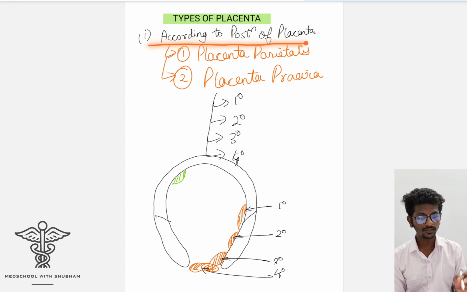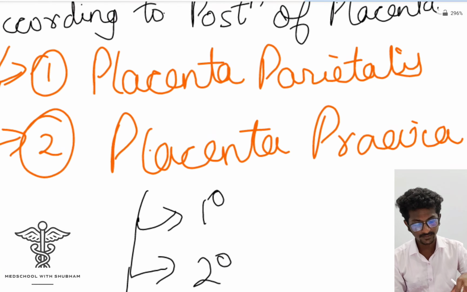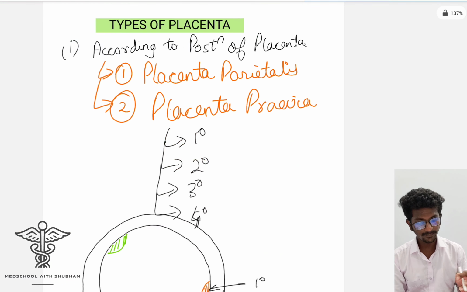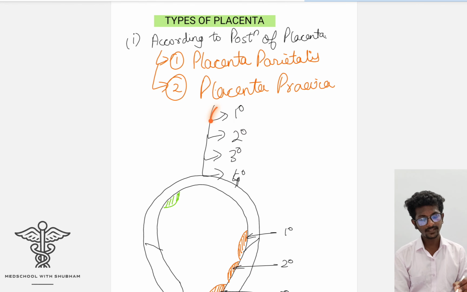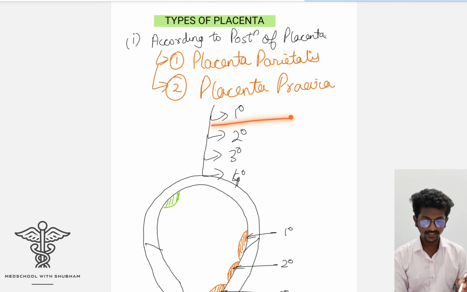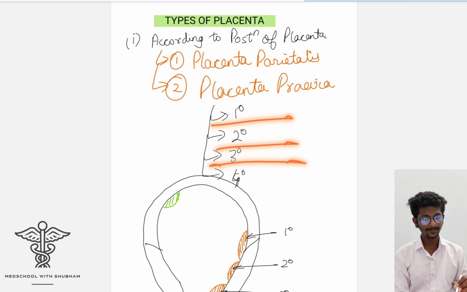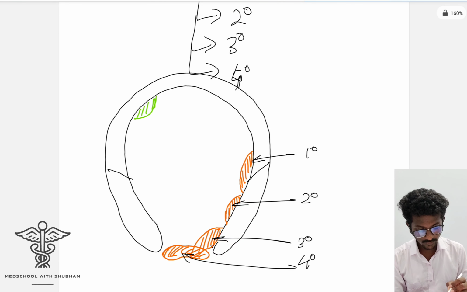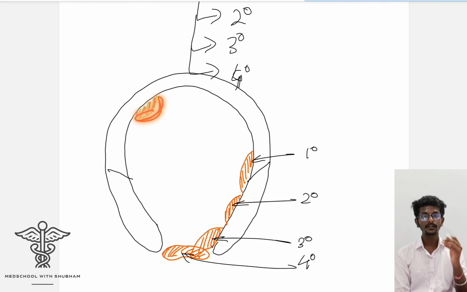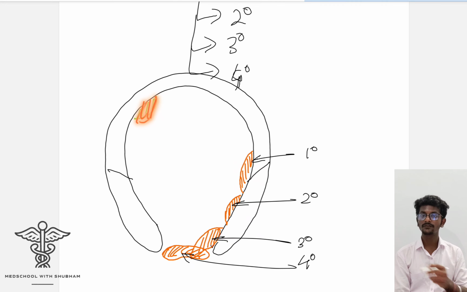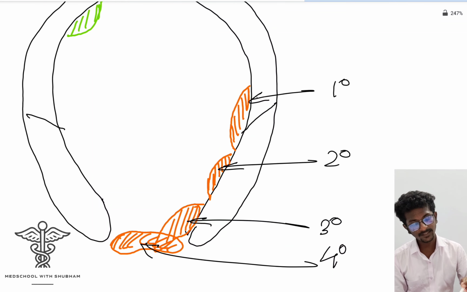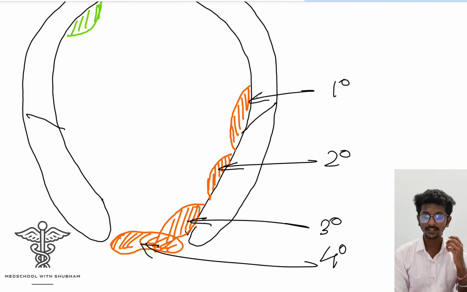So the first is according to the position of the placenta. According to the position, we have placenta parietalis and we have placenta praevia. In placenta praevia, there are 4 parts more: 1 degree, 2 degree, 3 degree, and 4 degree placenta praevia. This is the normal position or the normal place where the placenta has to be formed, that is the upper segment of the posterior wall of the fundus. It is the normal place of the placenta formation. But if it takes place in the lower uterine segment, then it is called as placenta praevia.